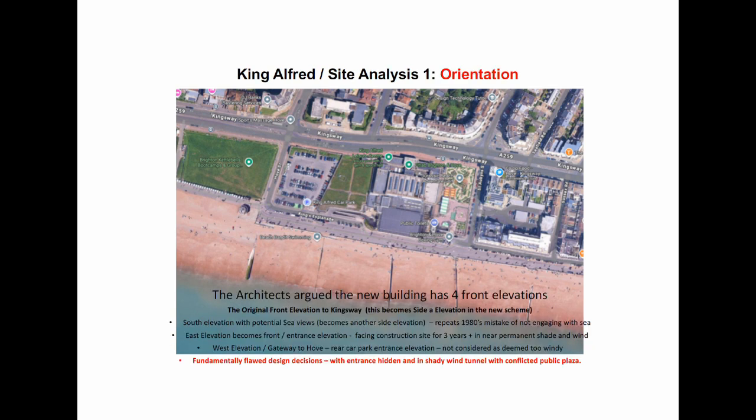Slide 7, Orientation. The building lacks a clear orientation. It does not strongly address either the seafront or Kingsway, and its relationship to the wider context appears unresolved. For a civic building, this weakens its identity and presence.